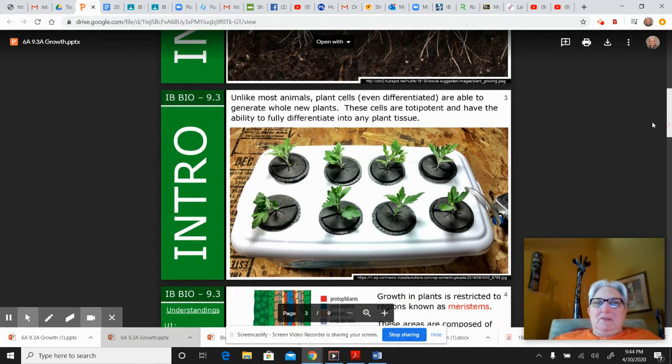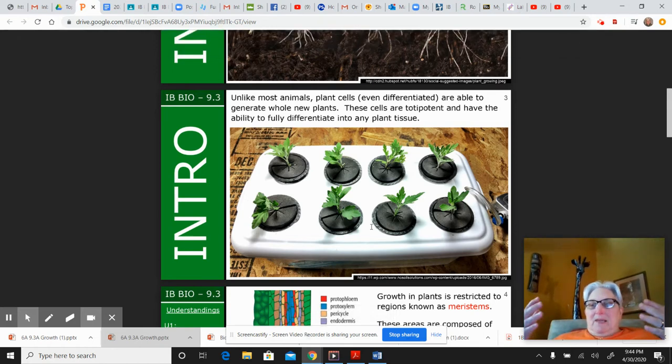Now, unlike animals, plants are able to generate whole other plants, right? We can take a clipping of a plant and, putting it in the right conditions, usually water to start, and then transplanting into the proper soil, we can grow a whole new plant. We can't do that, obviously, with animals. We can't take an animal and put it in water and grow another one. The reason plants can do this is because the cells in plants are what we call totipotent cells.